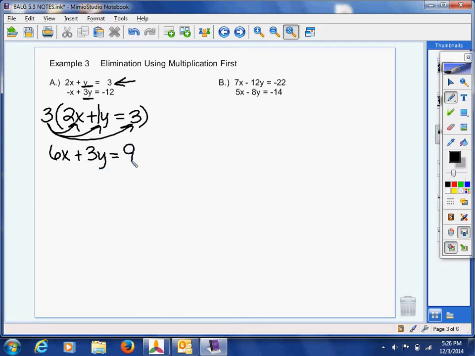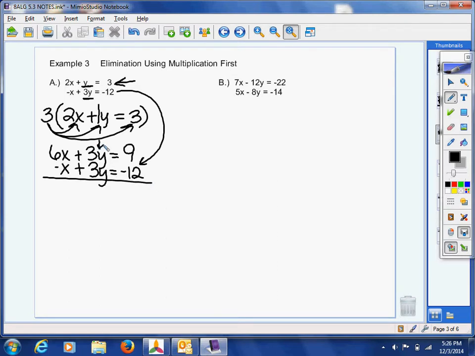So there's the distributed view. That's with me distributing 3 to that top equation. Now I'm going to bring the other equation underneath it. So I've got negative x plus 3y is equal to negative 12. Awesome. And now we just have to make a decision.